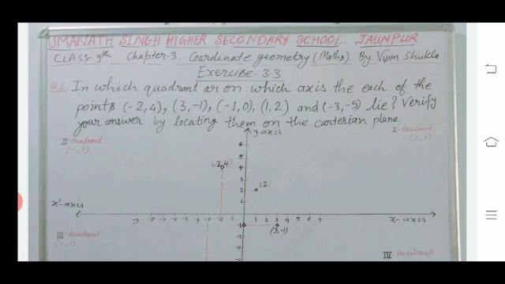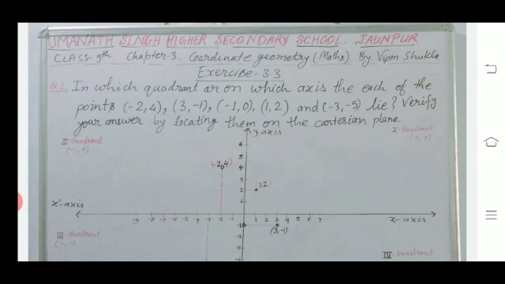Now start question number 1. In which quadrant or on which axis does each of the points (-2, 4), (3, -1), (-1, 0), (1, 2) and (-3, -5) lie? Verify your answer by locating them on the Cartesian plane.